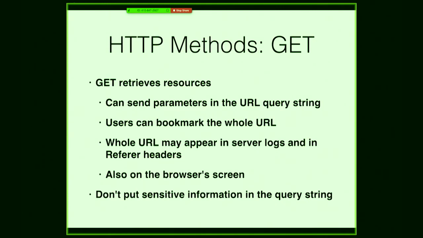So GET retrieves resources. You can send parameters in the query string. If you make a bookmark, it will bookmark the entire URL, including the query string. And it appears in server logs, like I said, and on the browser screen, so it's not considered a good idea to put sensitive information in the query string of the URL.